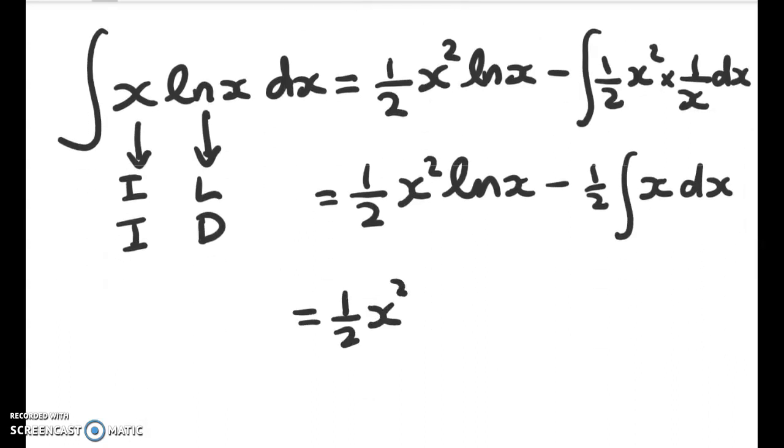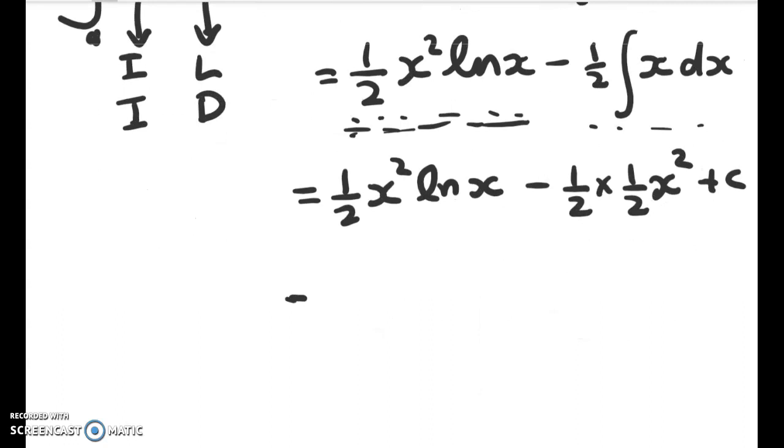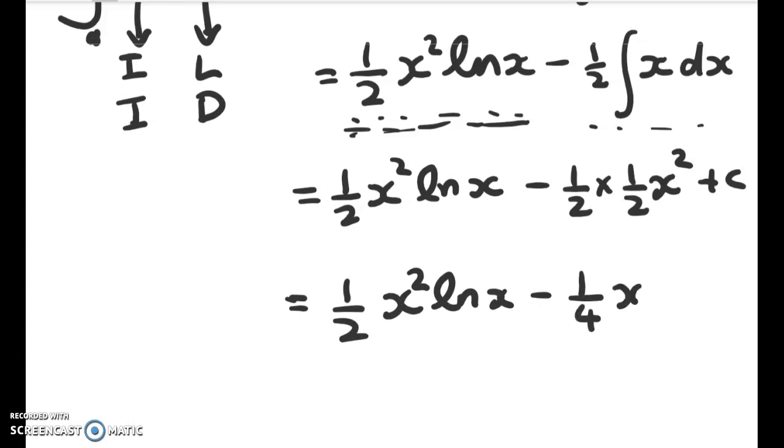Now I've done indefinite integrals in all of these videos because it's faster, but just make sure that you can do it with limits up here as well. If you do that, it will obviously affect this bit first and then this bit here. So here we've got minus 1/2 times a half x squared plus c. That gives us a final answer of a half x squared log x minus a quarter x squared plus c.